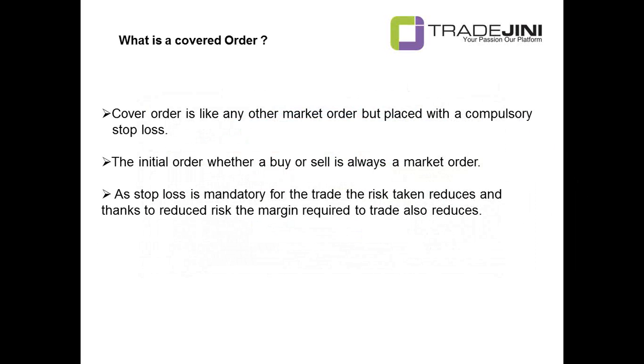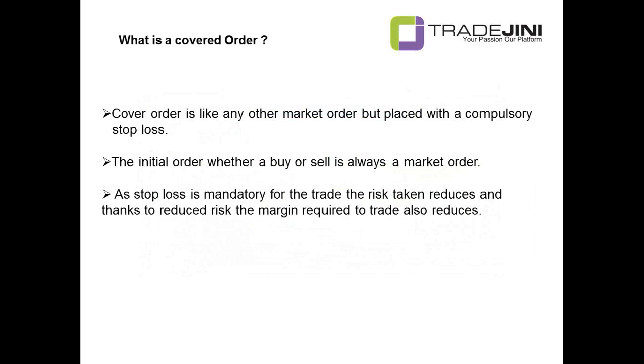The major difference between covered order and bracket order is that in a bracket order we send a limit order, either a limit buy or a limit sell, with a target and a stop loss. So it is a three-legged order. Whereas a covered order is either a buy or sell with a compulsory stop loss, so it is a two-legged order. Covered order is like any other market order but placed with a compulsory stop loss. The initial order is either a buy or a sell, and it's always a market order, whereas in bracket order we send a limit order.